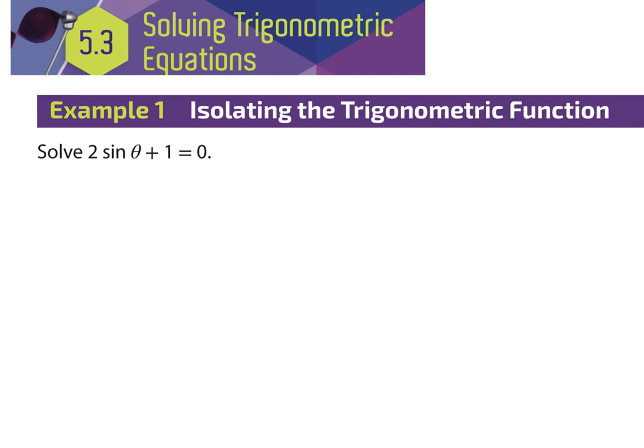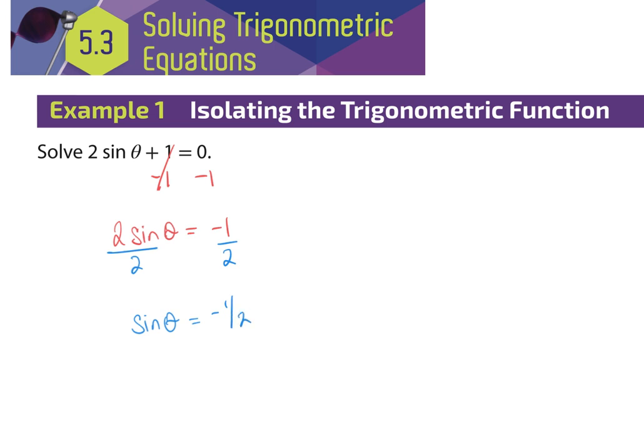So if I am solving 2 sine theta plus 1 equals 0, I want to get sine of theta by itself. And I'm going to do that the same way I would do any algebra equation solving. I'm going to subtract that 1 over. That leaves me with 2 sine of theta equals -1. Then I am going to divide both sides by 2. And I'm going to get that the sine of theta equals -1/2.